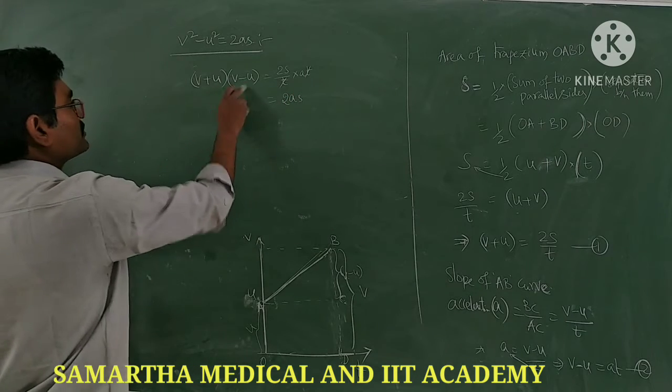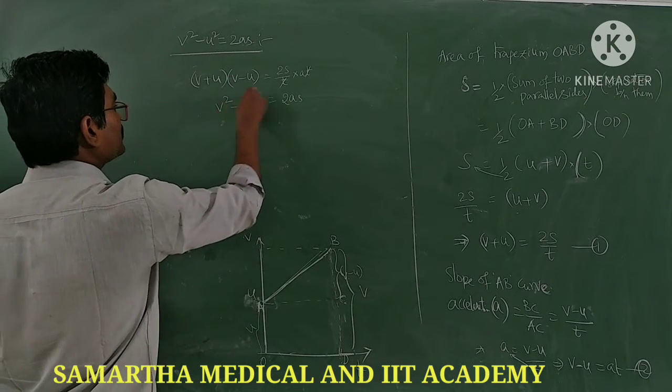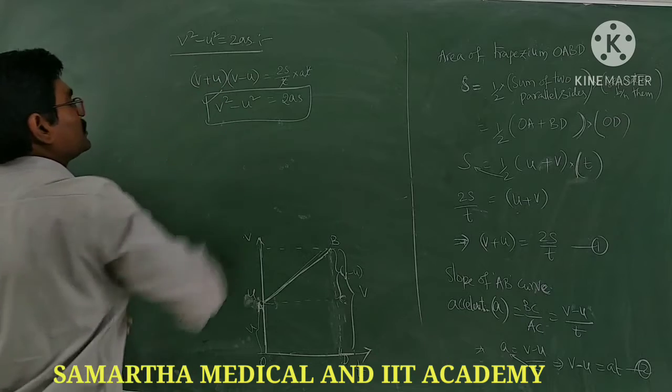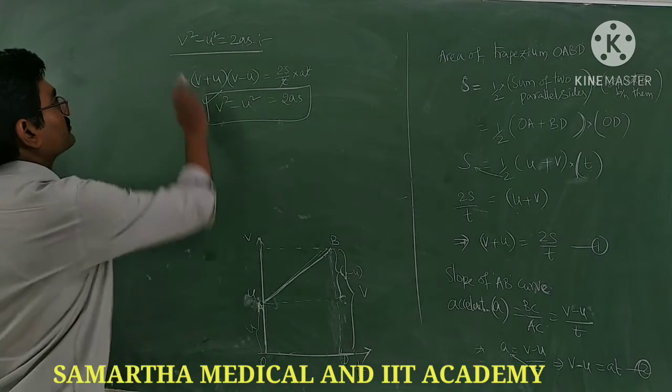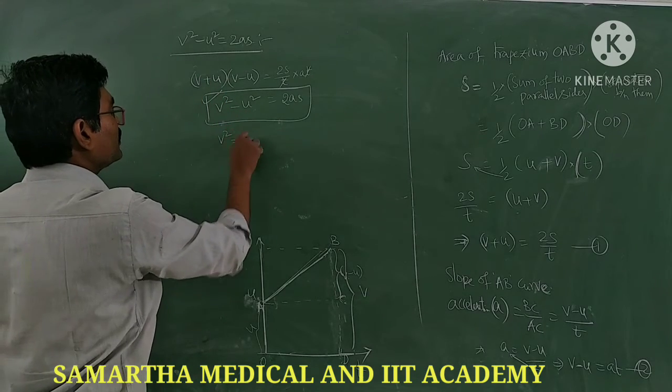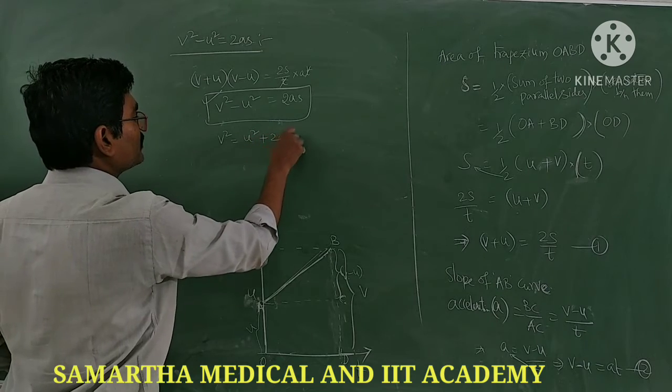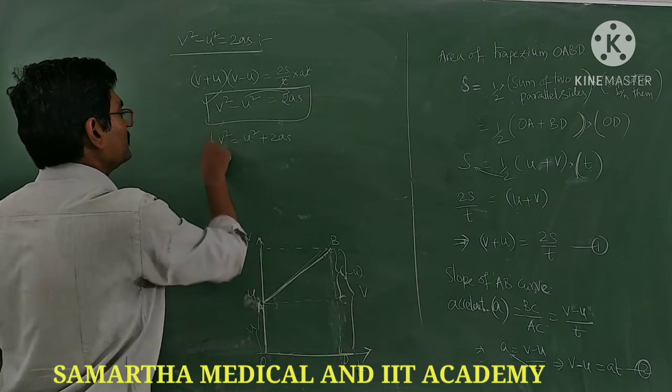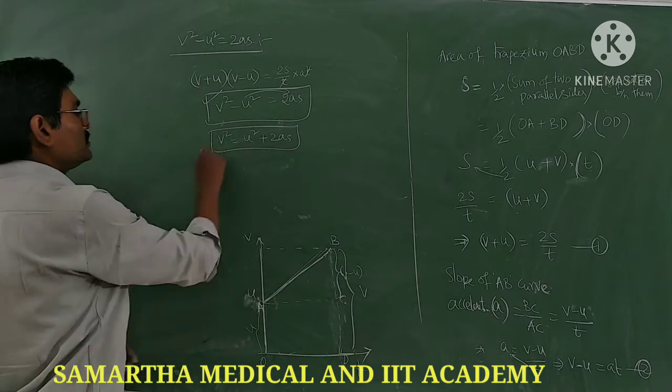So it is just like V plus U into V minus U. So V square minus U square. So this is what the required proof. V square minus U square equal to 2as. So from this you can write V square equal to U square plus 2as also. You can send this to right side. Okay, so this is in general form.